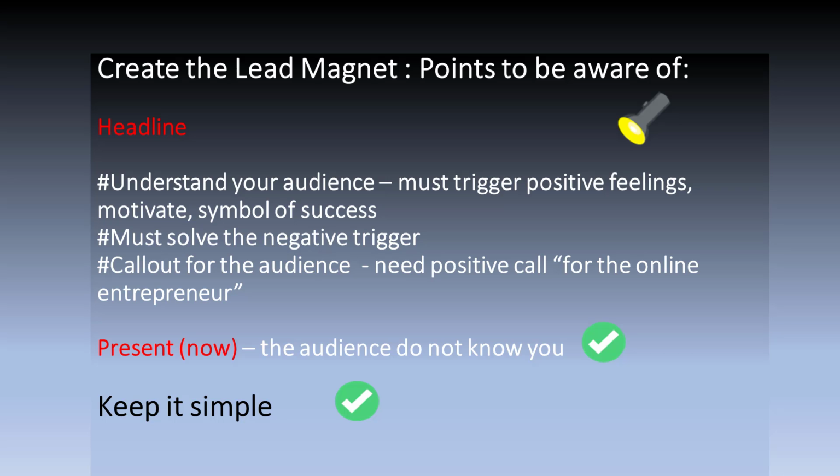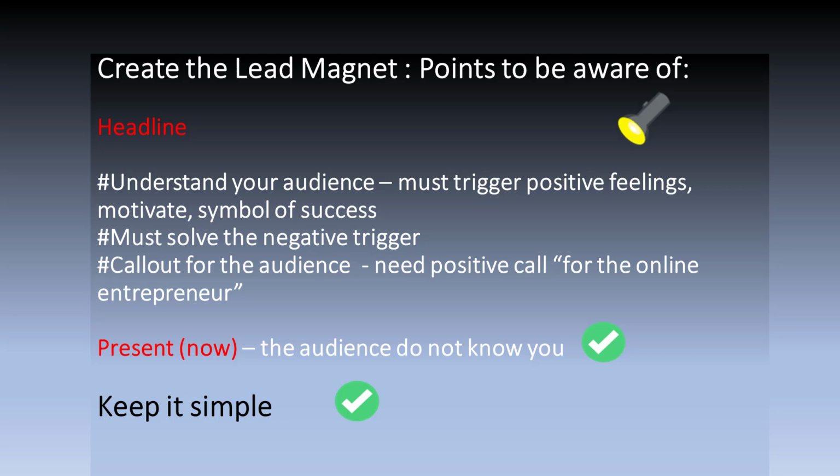One is you need to identify the positive feelings, the most positive feelings. You want to motivate people, and you want to show them some idea of success, how they can actually find that success. That is the important thing. That's the positive thing. You want to show how you can remove that terrible negative trigger. And thirdly, you need to have a call out for these people. That is a name that you can collectively, a positive name, refer to these people.